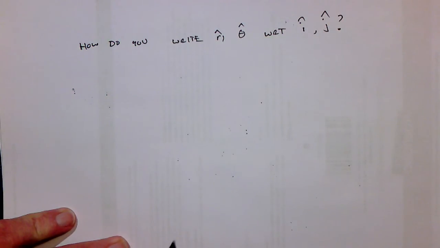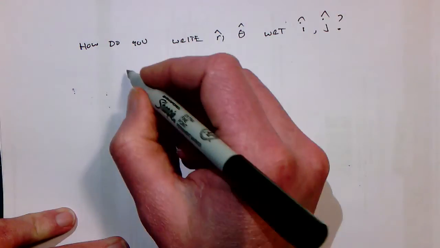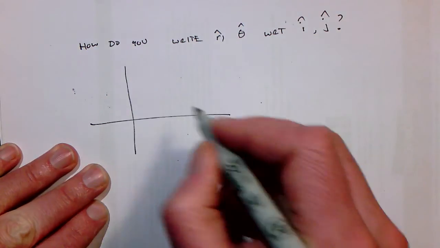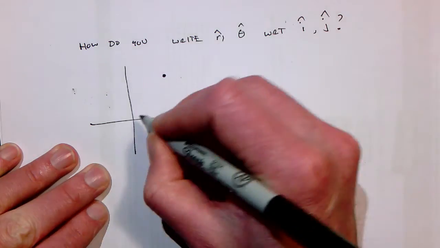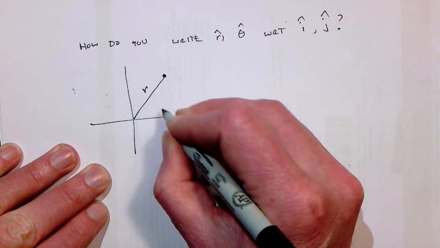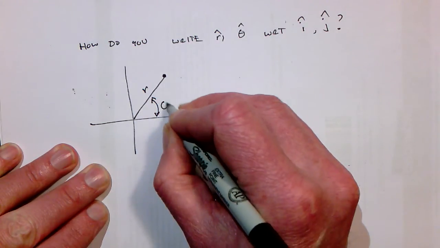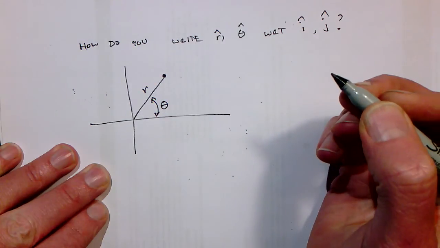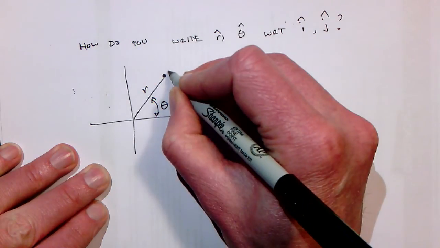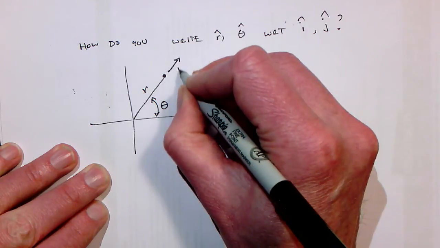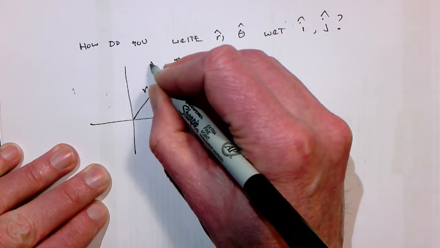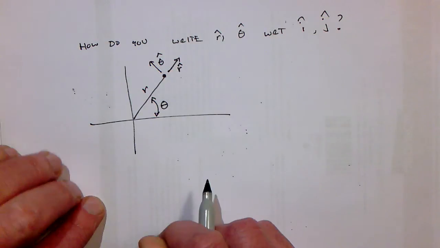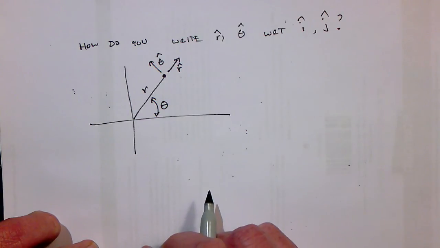Let's think of an example of where you might be at some point in the xy plane. And so here's what r is, and there's what theta is. And if we think about what the direction of r hat and theta hat is, you remember r hat points in the direction of increasing r, and theta hat points in the direction of increasing theta.